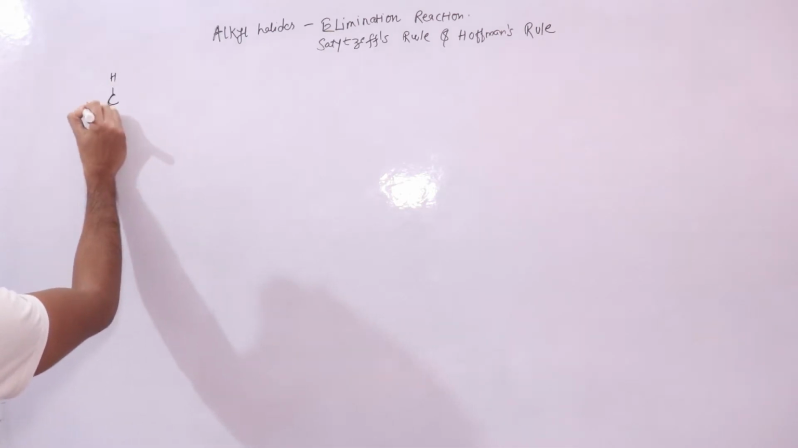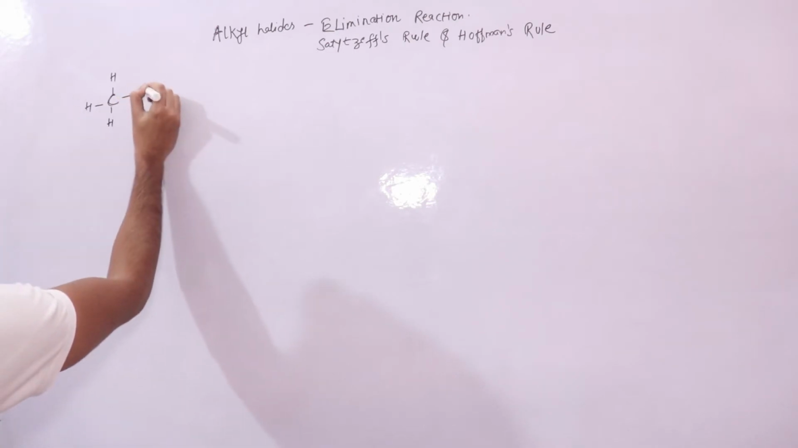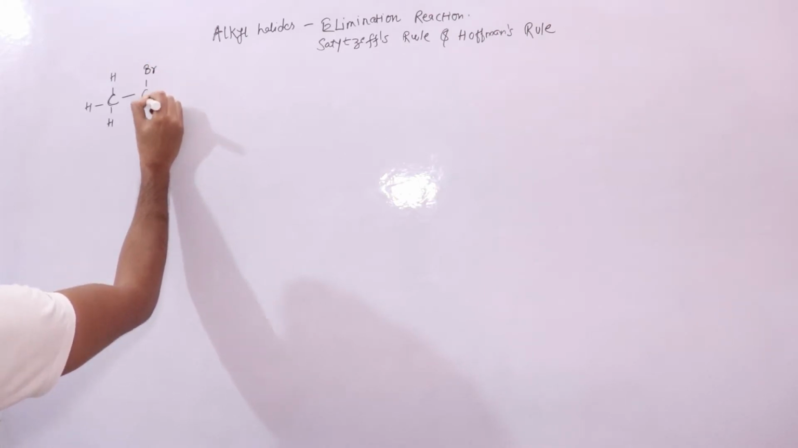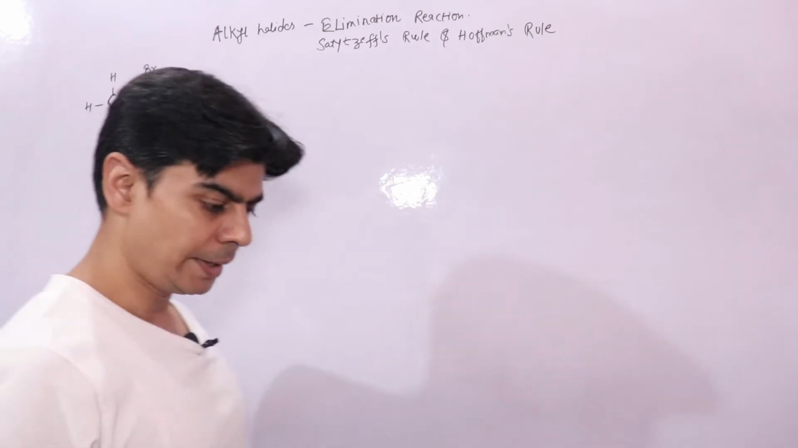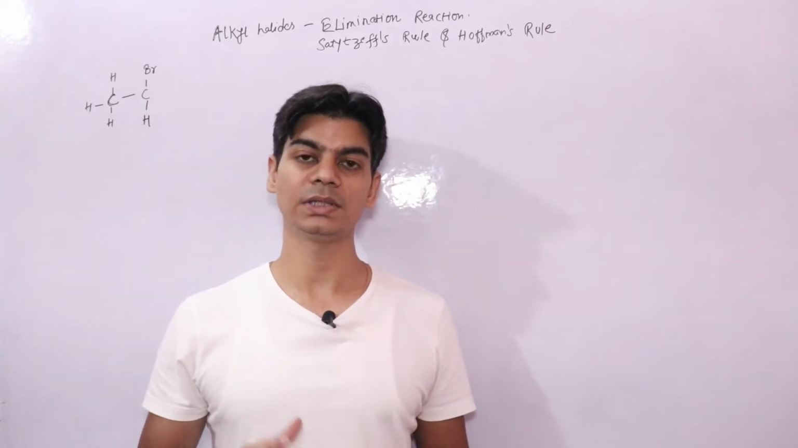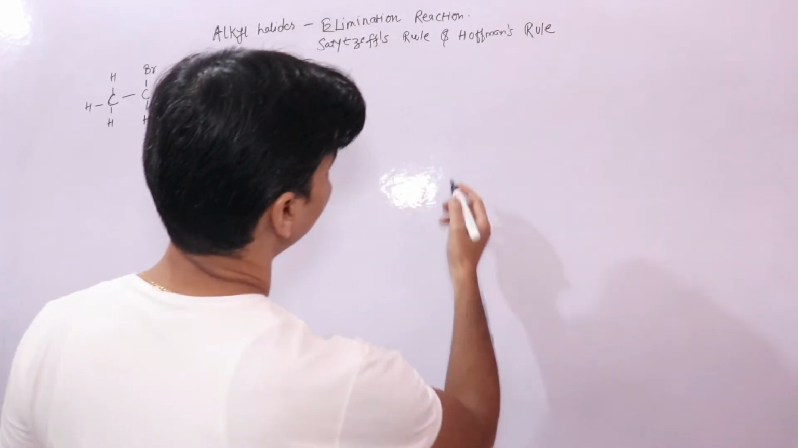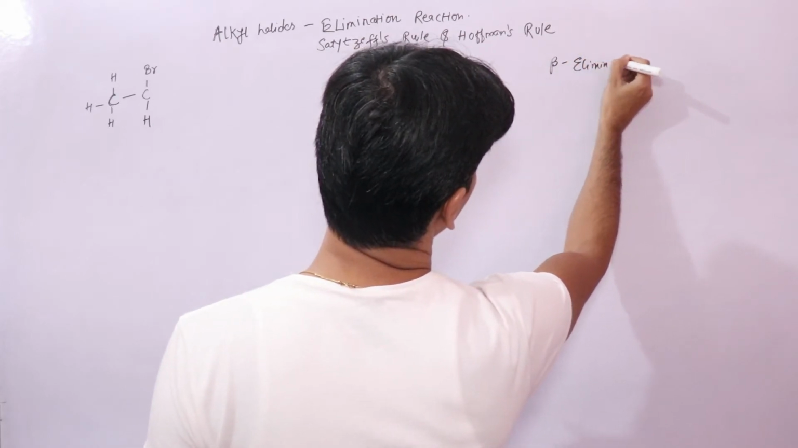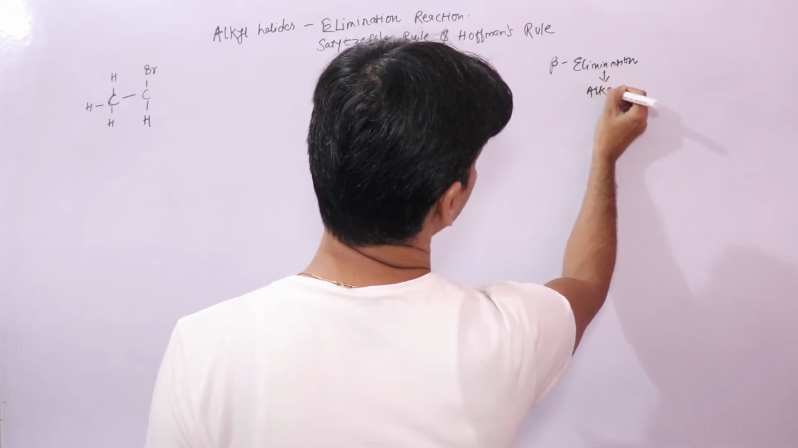So let's take the example of a simple alkyl halide, which is ethyl bromide. And one more thing, beta elimination reaction will always result in the formation of alkenes. So I'll just write it over here: beta elimination will always form alkenes.